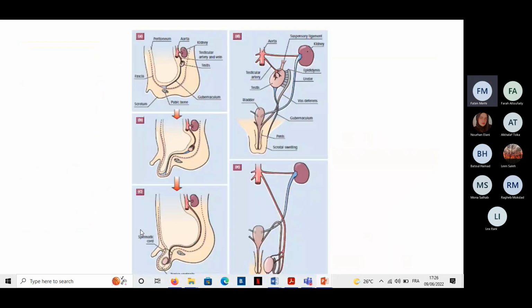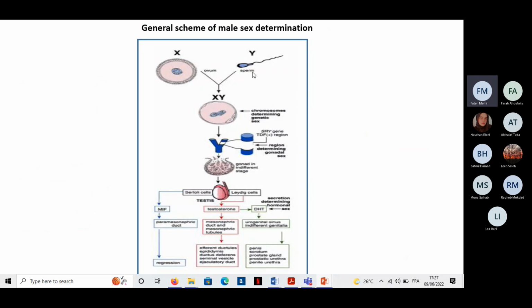So as we can see here, during development, we have an XY zygote, fusion of an X gamete with a sperm carrying a Y chromosome. We will have a zygote carrying XY chromosomes, and due to the presence of the Sry gene of the Y chromosome, this will lead to the differentiation of the gonads into testes. Okay.